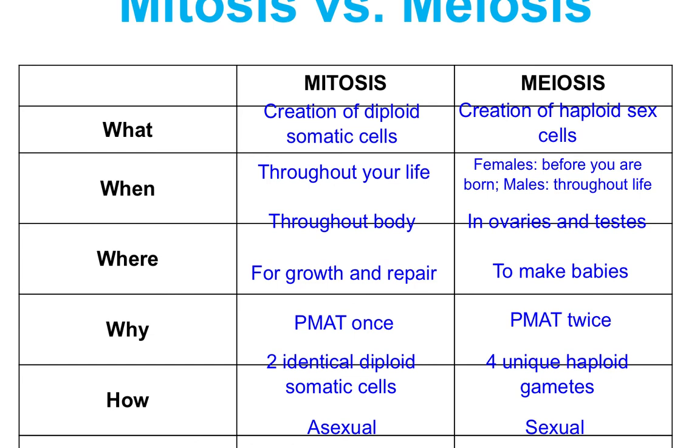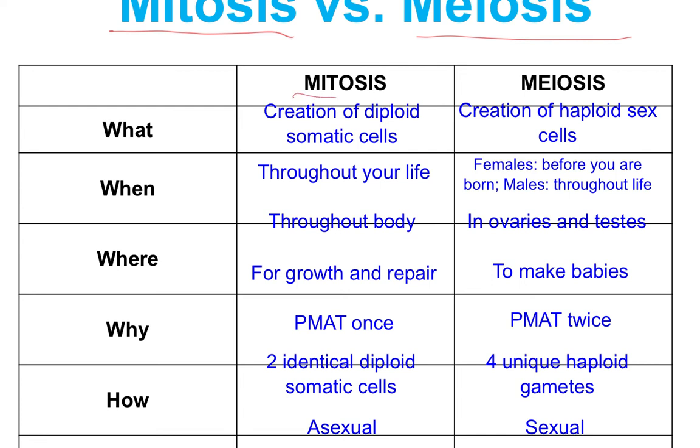Let's just compare a couple things, because mitosis, which is regular old cell division, right? As you get larger, your cells have to duplicate their DNA and divide. Every cell in your body has the same copies of DNA. And so it is cell division. Meiosis is also cell division, but it's a special type of cell division that produces sex cells.